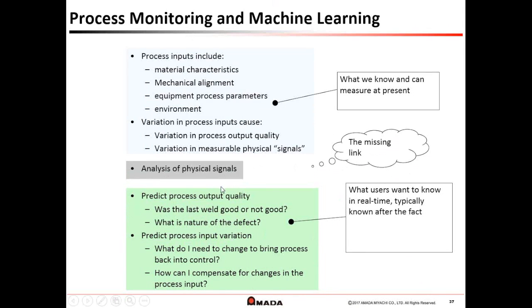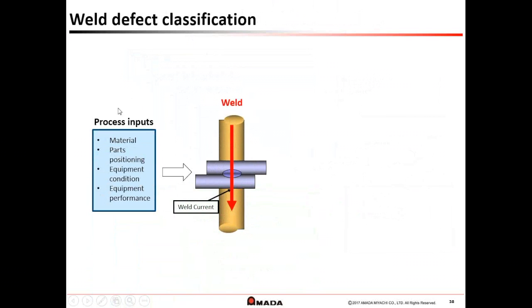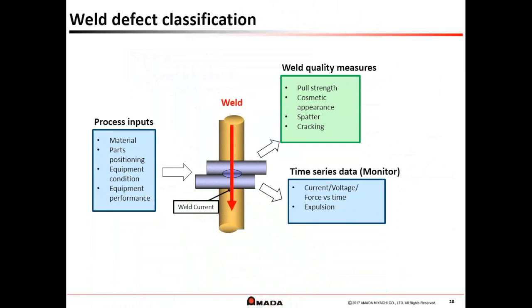So a lot of this is going to come down to the analysis of the physical signals. The physical signals are what we are measuring: current, voltage, force, time, and so on. So we're going to make a bunch of welds. Here's a couple of electrodes pressing down maybe on some stainless steel, creating that weld right in the center between the two materials. We know our inputs of materials, part positioning, equipment condition, equipment performance. And at the output, we're going to measure pull strength, which everyone mentioned. That's probably one of the top ones that everyone judges success. Cosmetic appearance, and we can also detect if there's any spatter or note that there's any cracking as well.